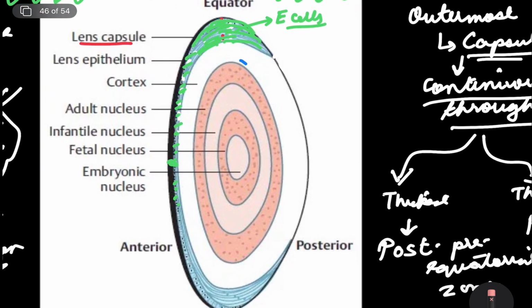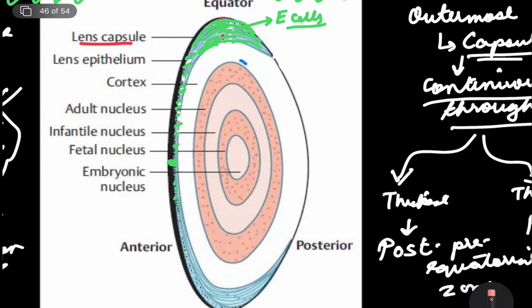The nucleus again has different layers to it, different structures are forming the nucleus. If you remember, I just said that the cortex is forming the youngest lens fibers. Nucleus, on the other hand, is formed by the older lens fibers. How? See very, very carefully.